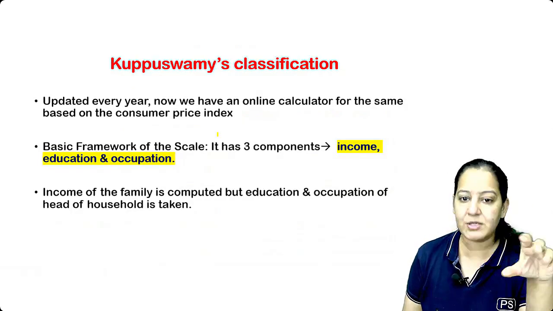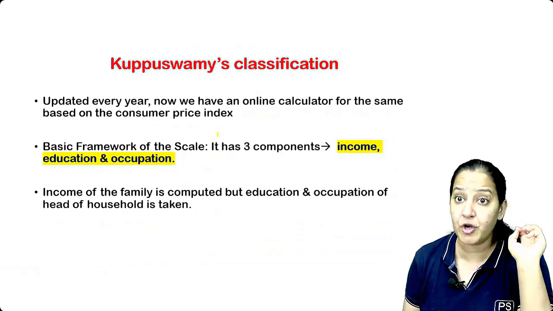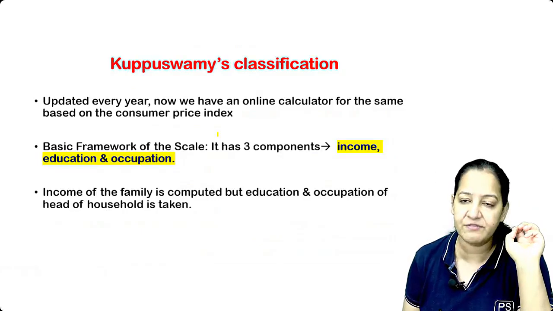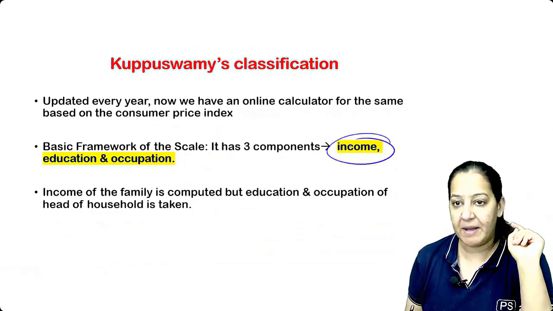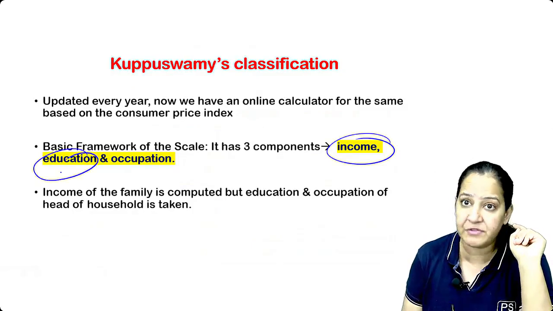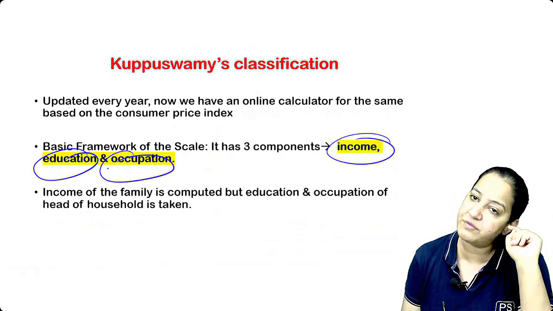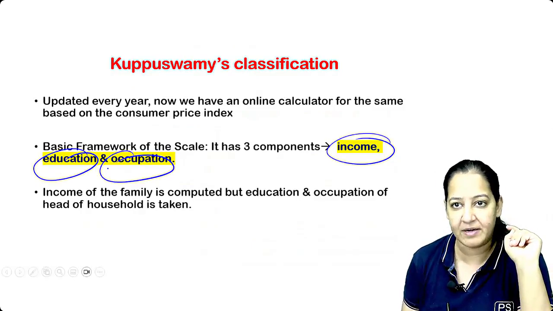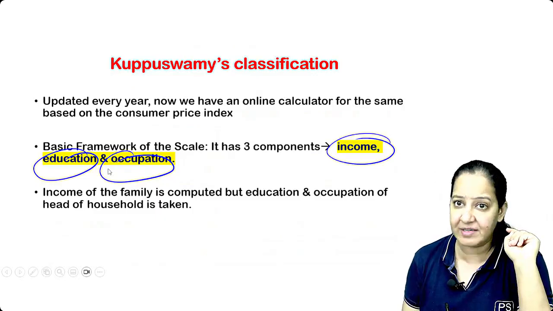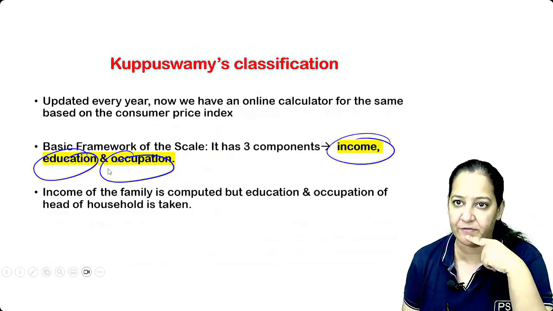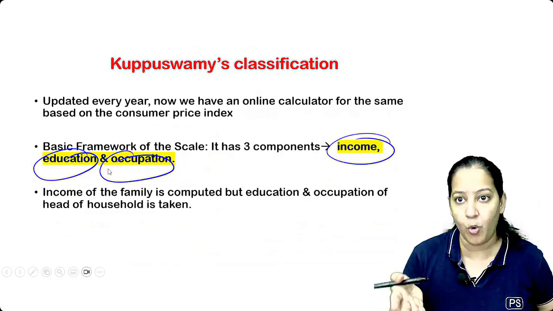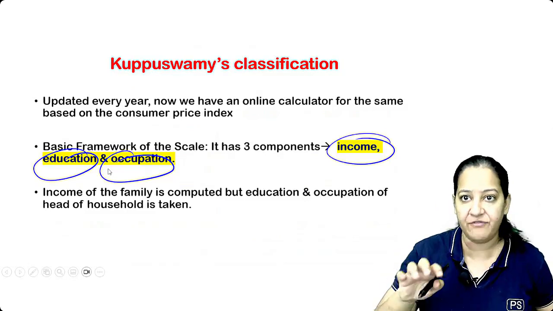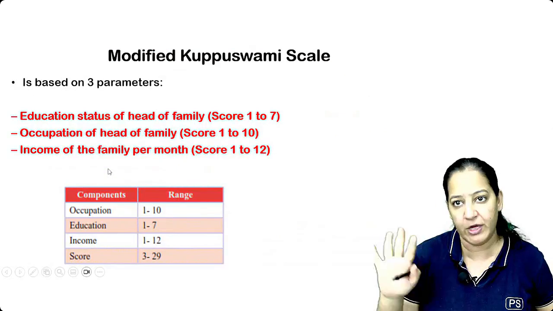So what is the class of the family? I'm talking about the socio-economic class of the family: upper, middle, or lower. It depends on 3 factors: the complete income of the family, the education of the head of the family, and the occupation of the head of the family. Every family has a head. Usually the senior male is the head. But sometimes if the male is dead, the father is not there, the grandfather, so a female can be the head of the family. Whosoever is the head of your family, you can individually calculate the class of your family based on the Kuppuswamy scale.